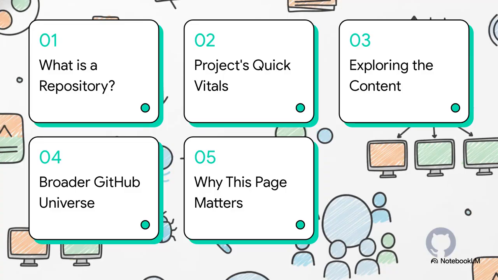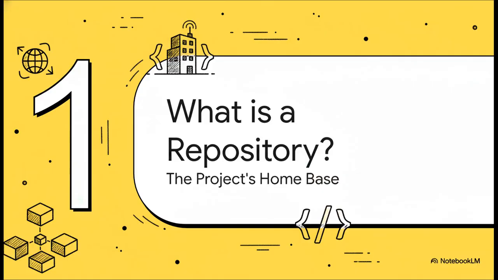So here's our game plan. First, we'll get a handle on what a repository actually is. Then we're going to put on our detective hats and check out the project's vital signs. See if it's healthy. After that, we'll dig into the actual content, see where it fits in the bigger GitHub world, and wrap it all up with why any of this is important. Ready? Let's dive in. All right, first up, what even is a repository?